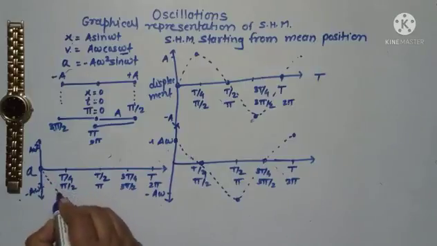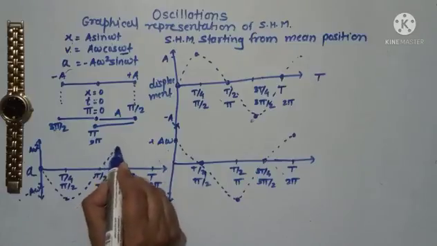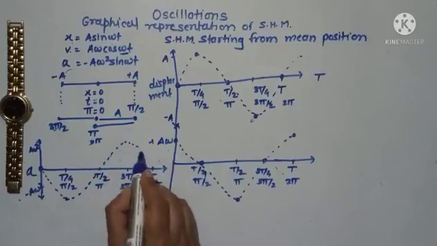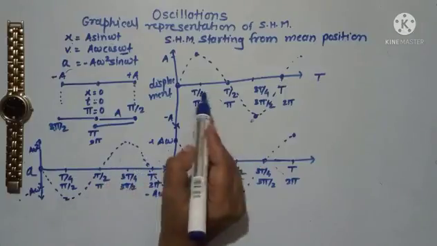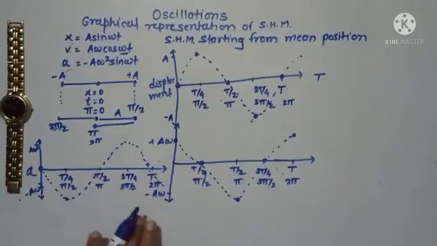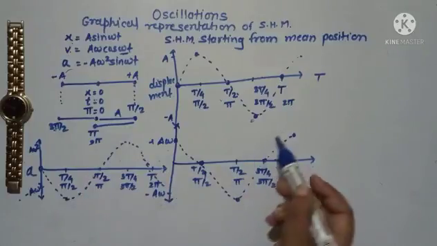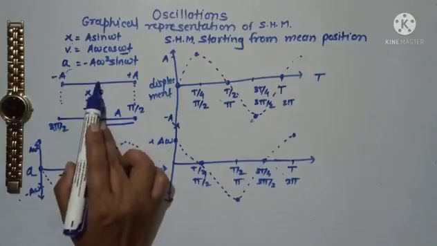And we have known the definition of S.H.M, that acceleration and the force are exactly opposite to the displacement vector. Okay, so this is the graphical representation of the simple harmonic motion which is starting from the mean position.